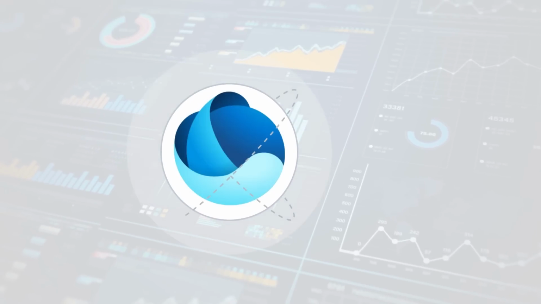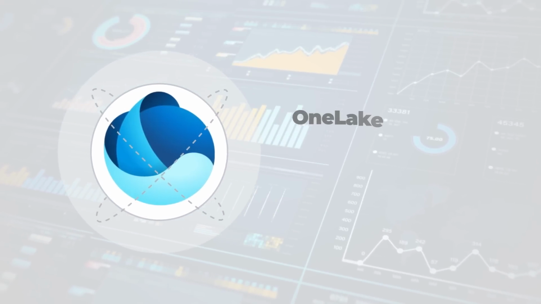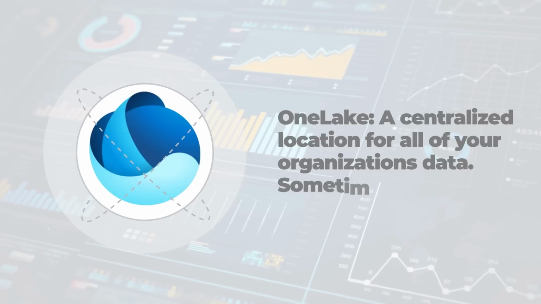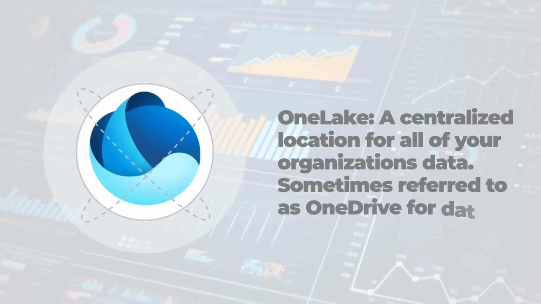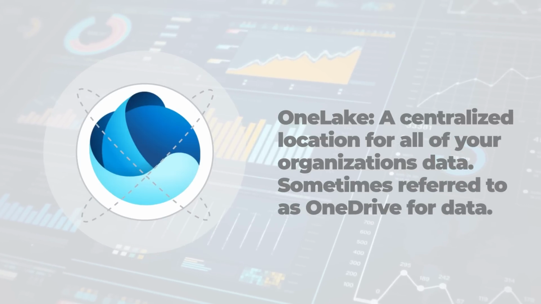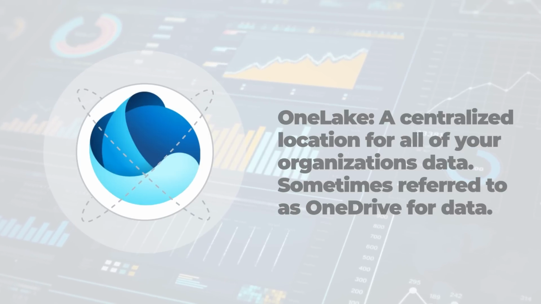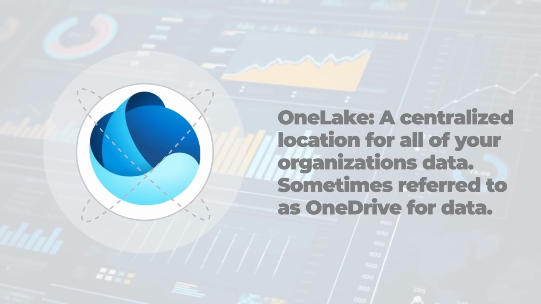To begin, let's briefly talk about two major features of Microsoft Fabric: OneLake and Direct Lake mode. OneLake is a centralized location for all of your organization's data, sometimes referred to as OneDrive for your data. Think of it as a massive lake that holds not just the work that you do in Fabric, but all of the data that you need to store as well.